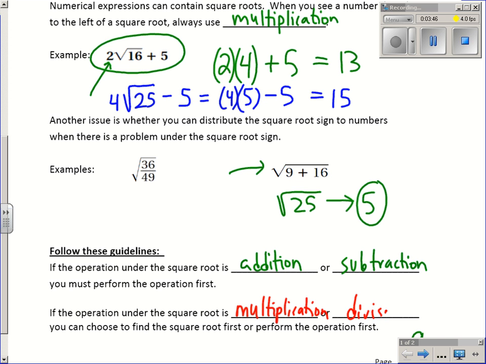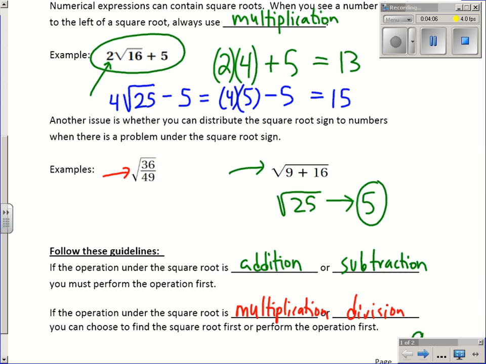I know this isn't my normal, beautiful handwriting, but you guys get the gist. All right, so here we've got square root and then 36 divided by 49. So you could do 36 divided by 49 and then take the square root of that. That's going to be pretty tough.